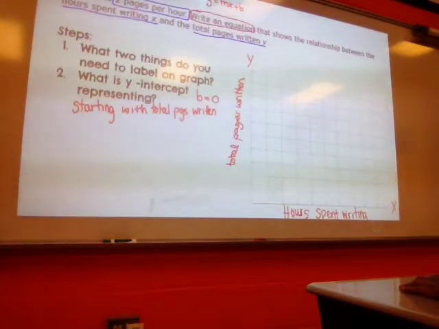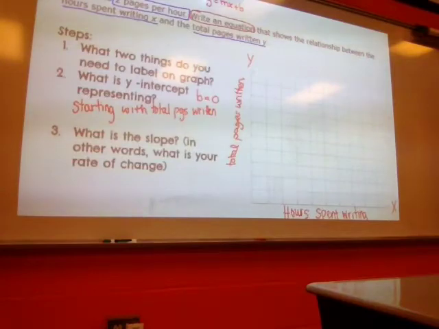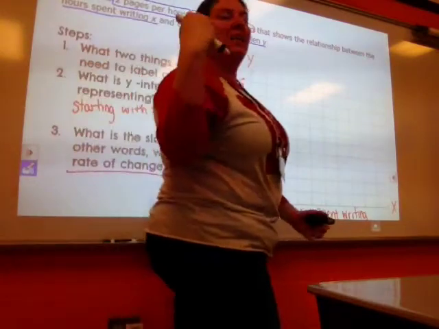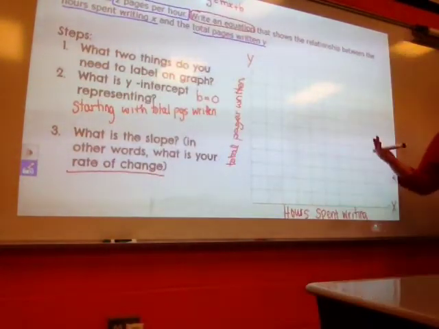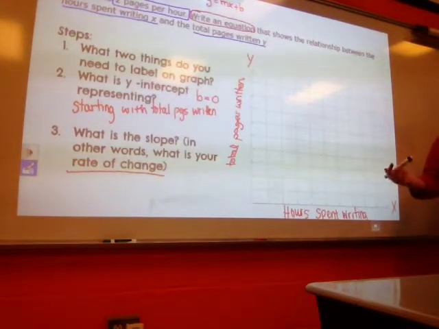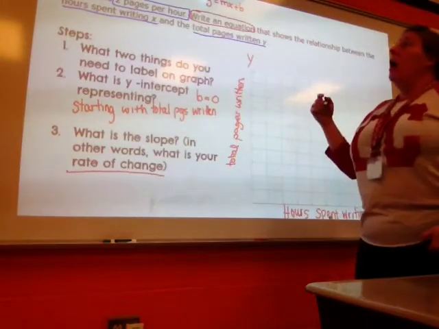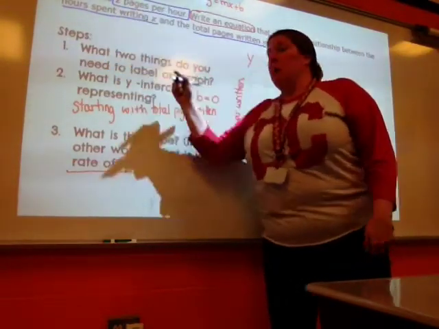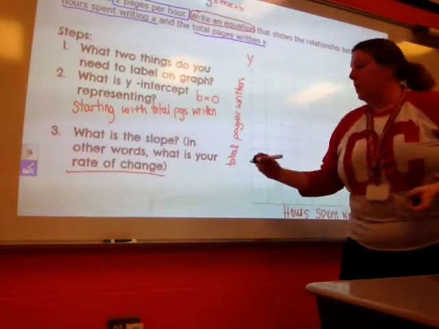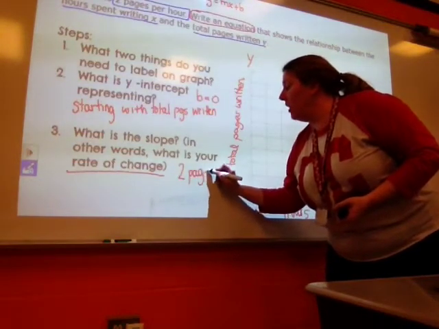Then the next thing I have to figure out is what is the slope? So in other words, what is my rate of change? What am I doing? What's moving? What's changing? What do we think is changing? Hannah, what do you think? Is it 2 up and 1 over? Okay, this right here, but it's not just 2 up and 1 over. What does that mean? 2 pages per hour.